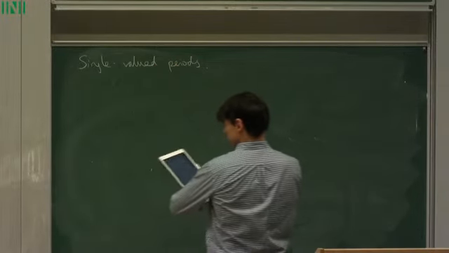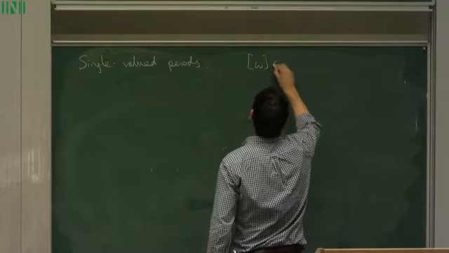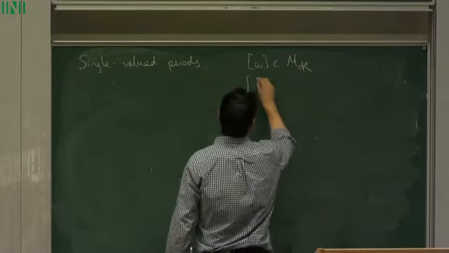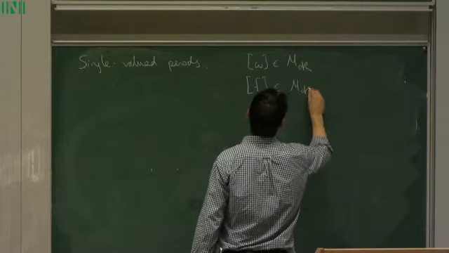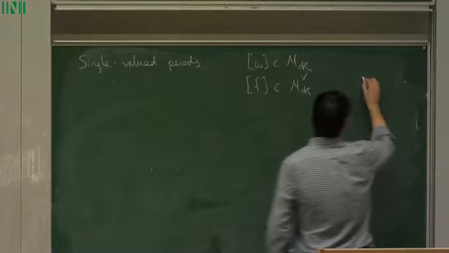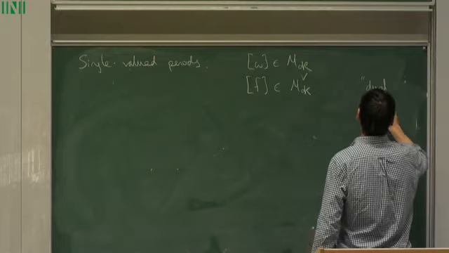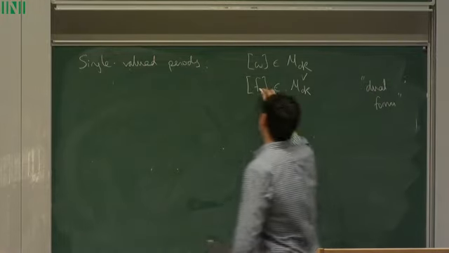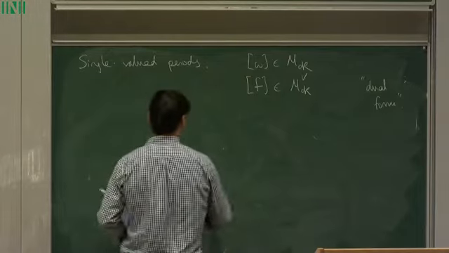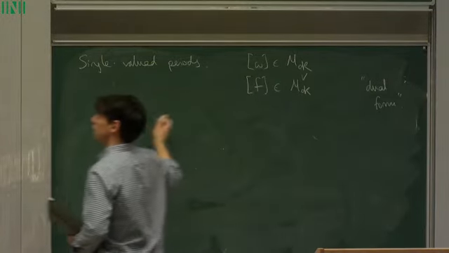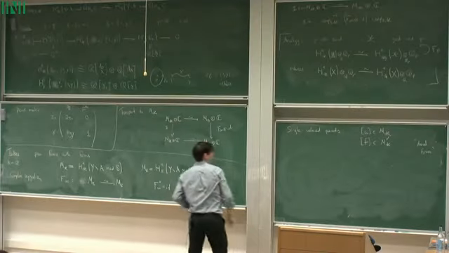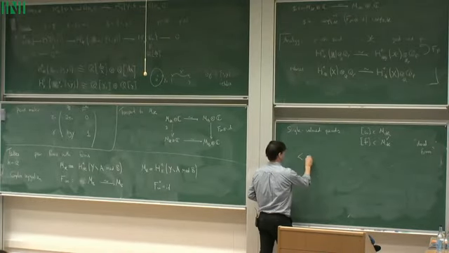So single-valued periods. Let's take omega a class in M_dR and F a dual class in the dual. So you have to suspend disbelief a little bit for what a dual of a differential form, what a dual cohomology class is for now. And what we get is, if you have a class in de Rham and a class in the dual, then you can send the first one across via the map S and then pair it with the second one. And that gives you a number.